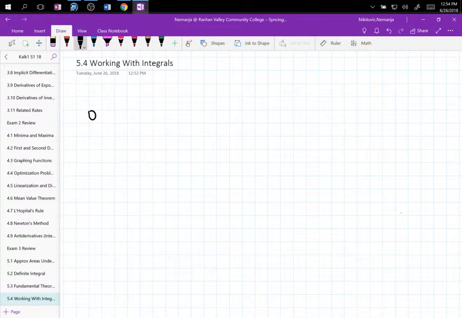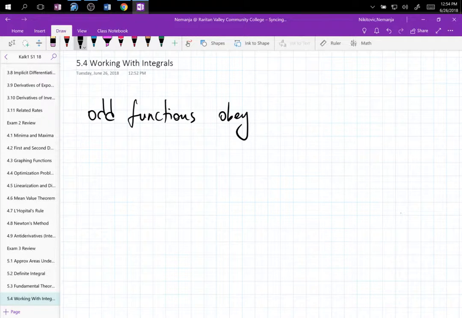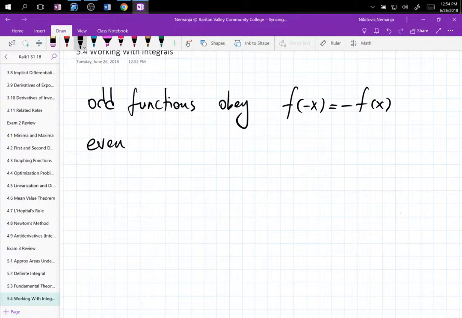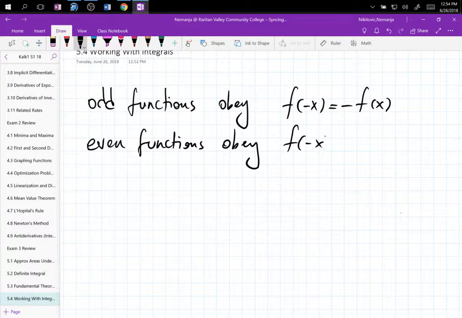Well, odd functions obey the rule that f of negative x is the same as negative f of x. So if this rule holds, you have an odd function. And then even functions obey f of negative x is the same as f of x.